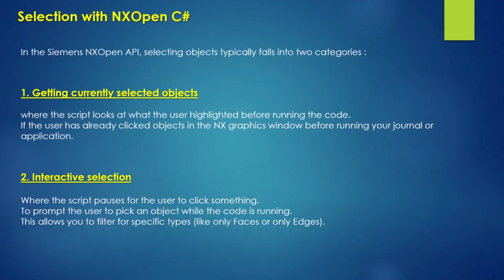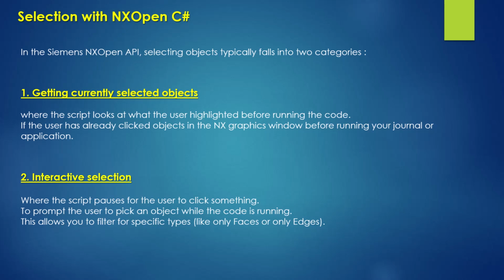When you're working with the Siemens NXOpen API, one of the first things you'll need to master is how your code interacts with what's on the screen. Selecting objects generally falls into two distinct categories. Let's look at the first, working with the current selection. In this scenario, your script acts as an observer. It looks specifically at what the user has already highlighted before the code ever starts running.